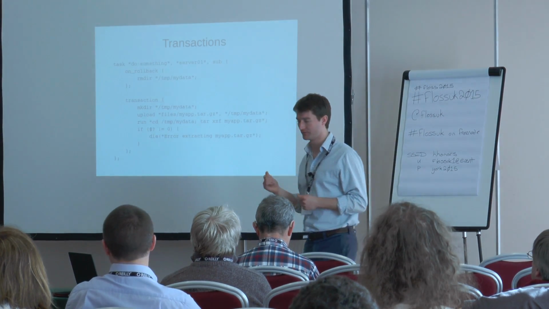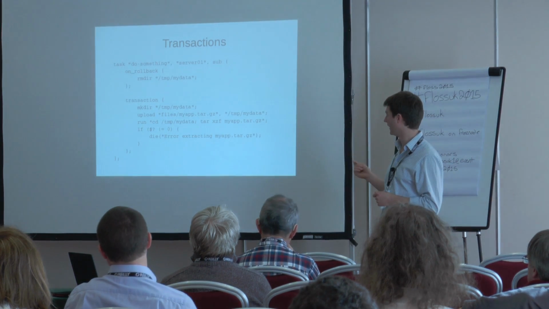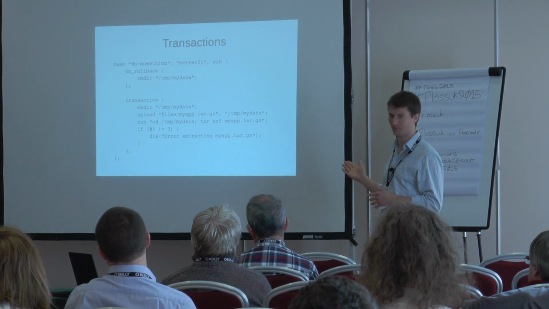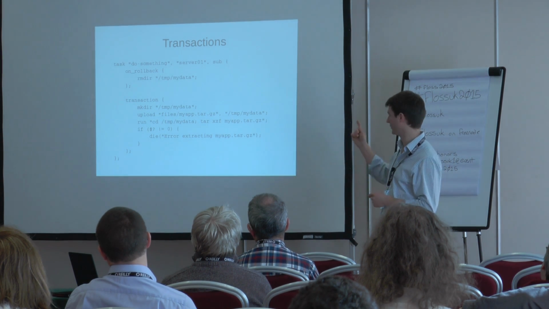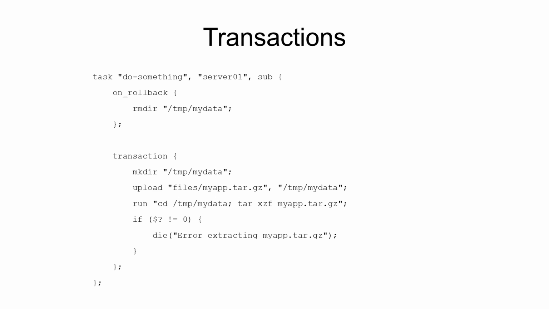I mentioned transactions. I have to confess that I haven't actually tried transactions myself, but I thought it was worth mentioning them. Fairly basic and simple. You group a bunch of commands in a transaction, which is the second part of that statement. If that dies for any reason, then it will execute the commands in the on rollback part there. So in this example, I've created a temporary directory, uploaded a file to it, tried to extract it, and if for some reason the extraction fails, then it will remove that temporary directory.